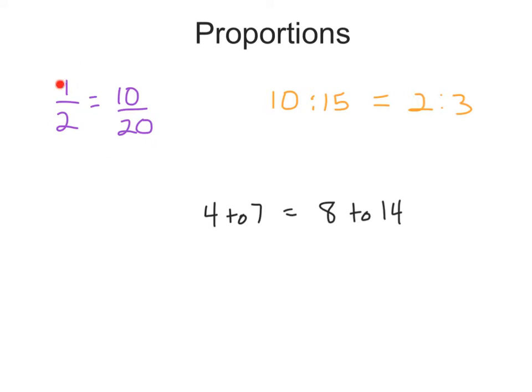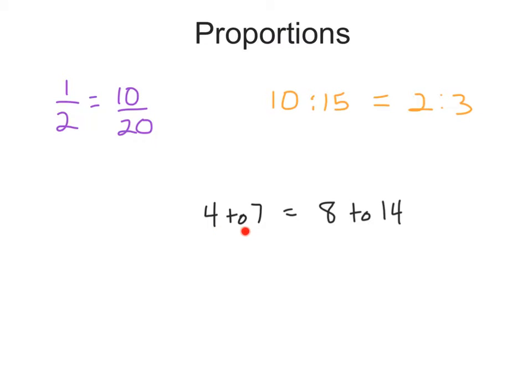Here's a ratio, 1 to 2. And if I were to times both those by 10, it would get 10 to 20. So they are equal. They're a proportion. Here's another way to write a ratio, 10 to 15. And if I divided both of these by 5, I would get 2 to 3. Those would be a proportion because they're equal.